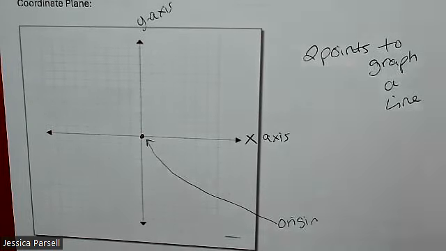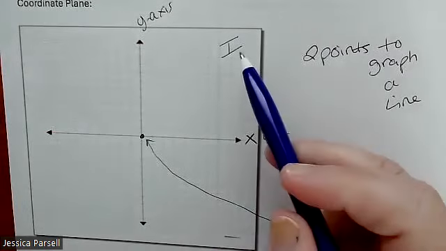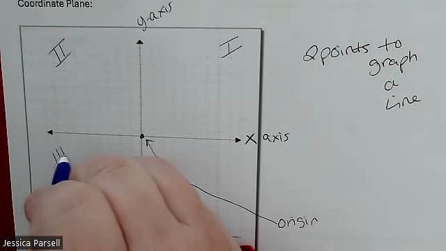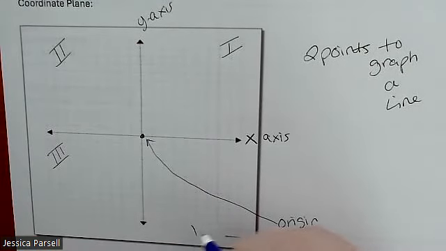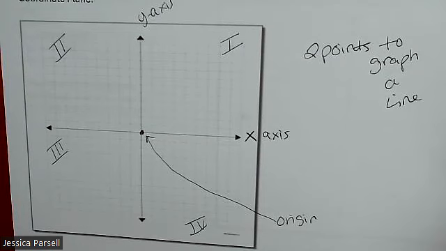And also you should be aware that the coordinate plane is split into 4 sections called quadrants. So this is quadrant 1. It kind of goes backwards. Quadrant 2, quadrant 3, and down here is quadrant 4. So 4 quadrants. Okay, so I'm going to start off by just plotting a point, right?